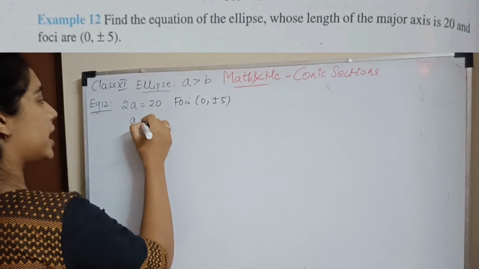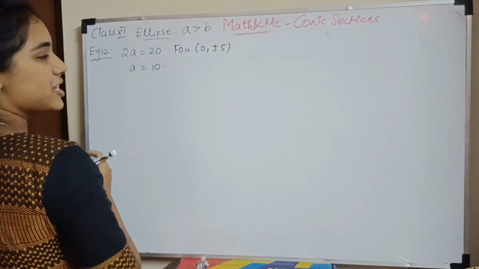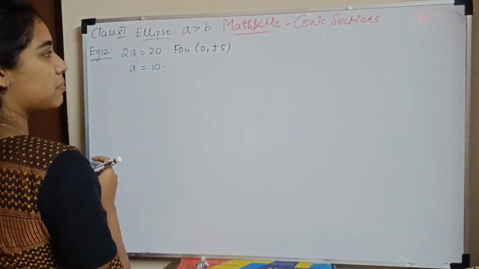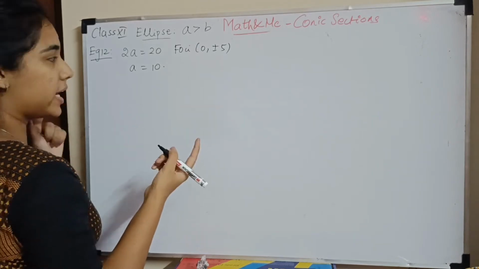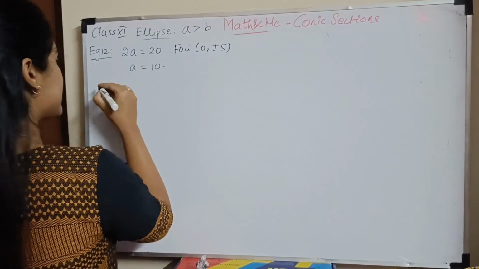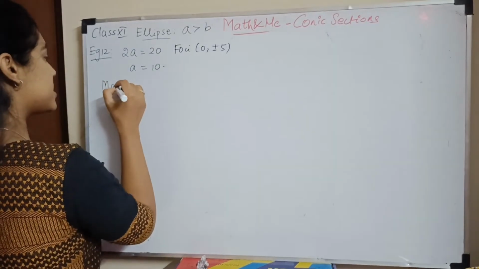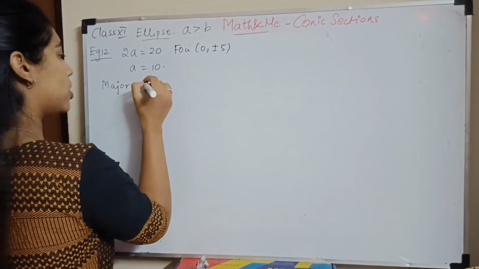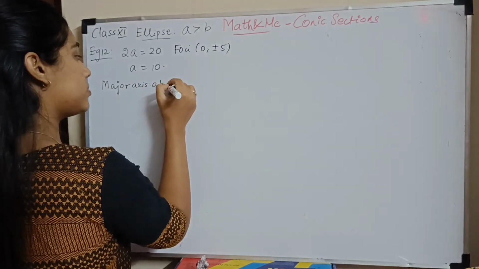So what do you have? A equals 10. Major axis can be along the x-axis or along the y-axis. But where are the foci? They are on the y coordinate. So the major axis should be along the y coordinate.